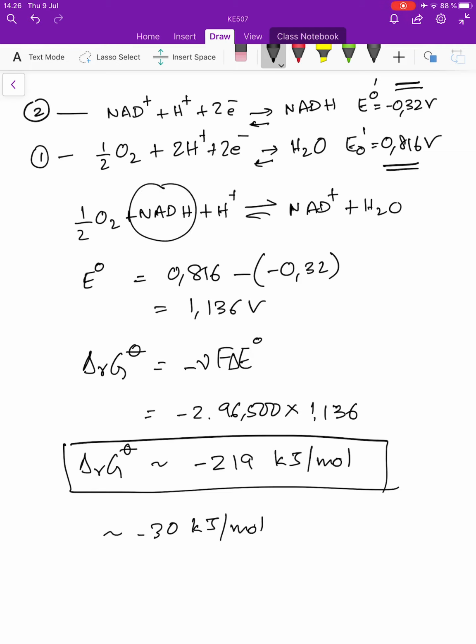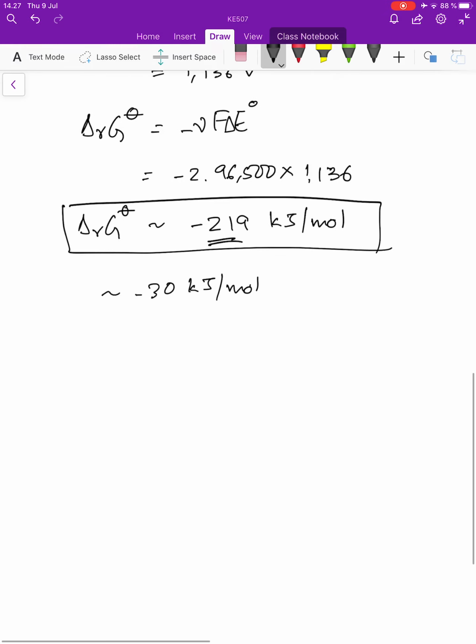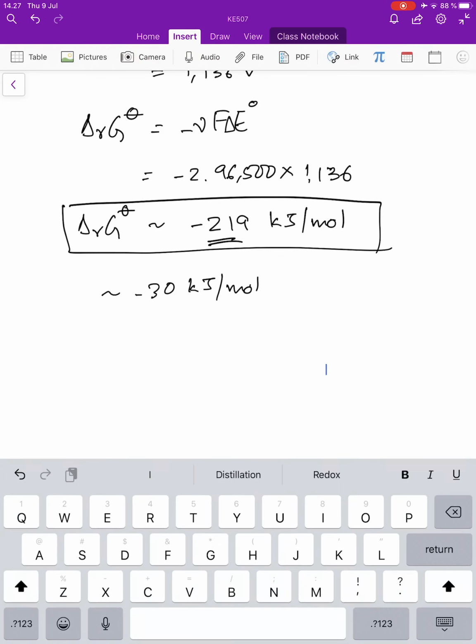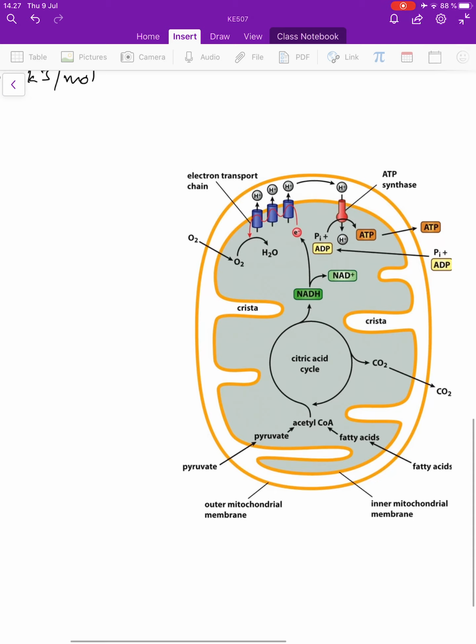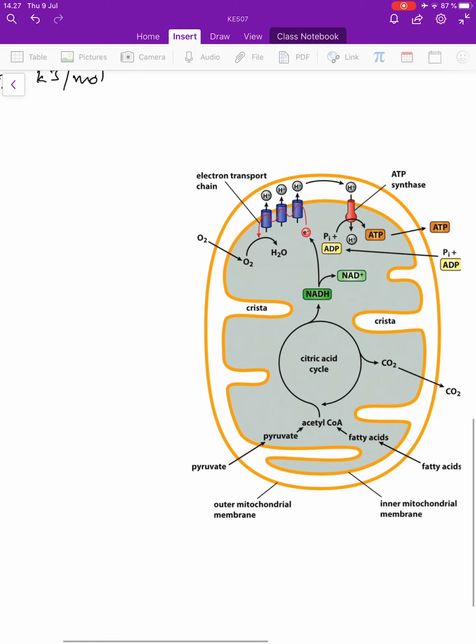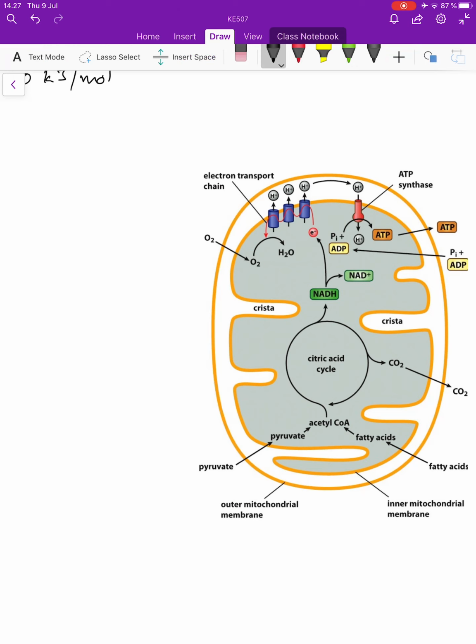So the energy from oxidation of NADH, which is about 219 kilojoules per mole, is used to produce several molecules of ATP in a series of steps, and this occurs in the mitochondria. So what really happens here, and I need to insert a picture of what occurs in the mitochondria. The first step of oxidation of glucose, which is glycolysis, takes place outside the mitochondria, so inside the cell, and it produces pyruvate here. This pyruvate then enters the mitochondria.